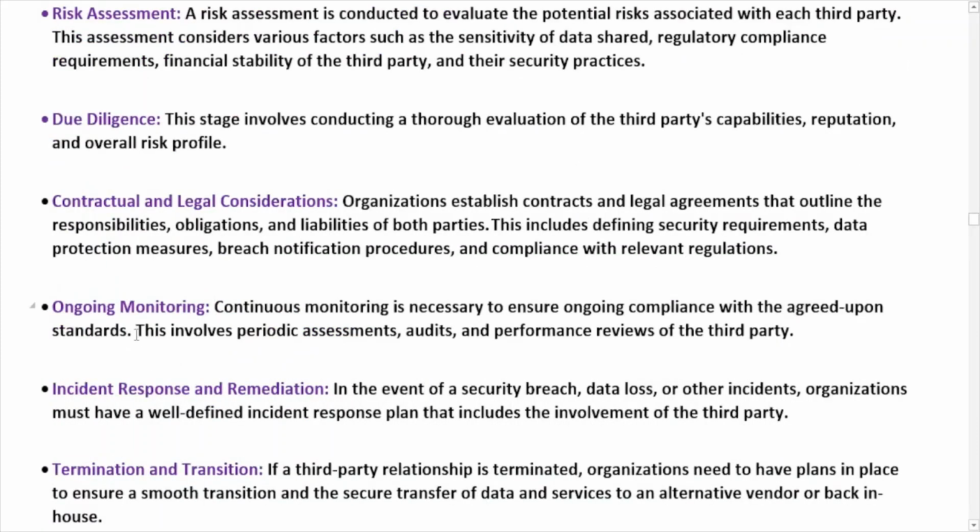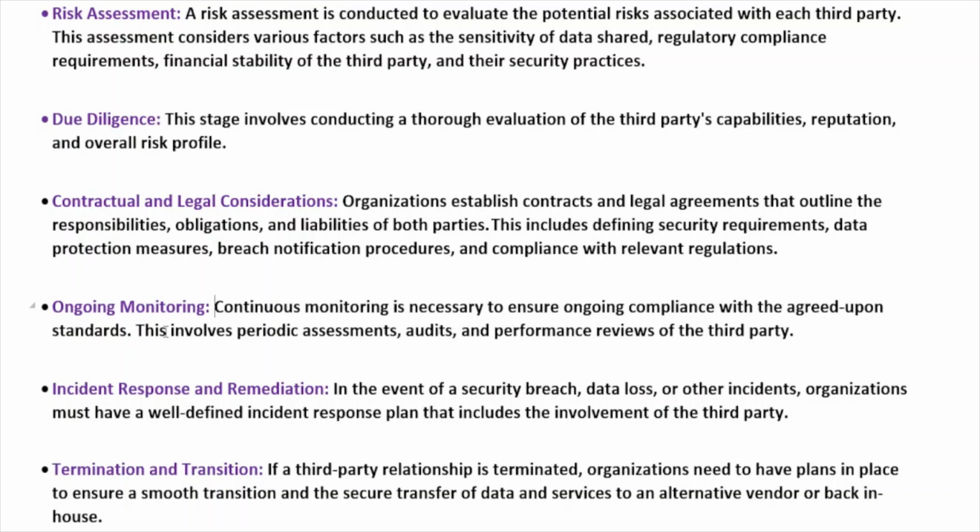Then in the next step we have ongoing monitoring. Basically, once the relationship is established, continuous monitoring is necessary to ensure ongoing compliance with agreed upon standards. This involves periodic assessments, audits, and performance reviews of the third party. In this step, the organization may also use automated tools to monitor the third party's security posture, and also detect any changes or vulnerabilities as well.